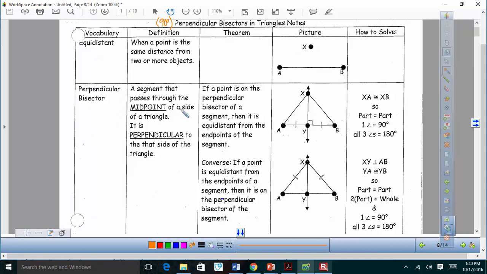Now, on Friday we talked about what equidistant meant, and that's just an equal distance. Okay? So, for example, if we're looking at this picture, X would be equidistant from A and B. So I could label that showing that using these tick marks. Okay?